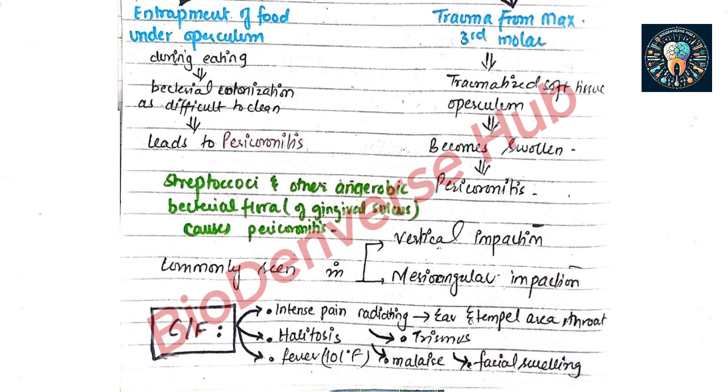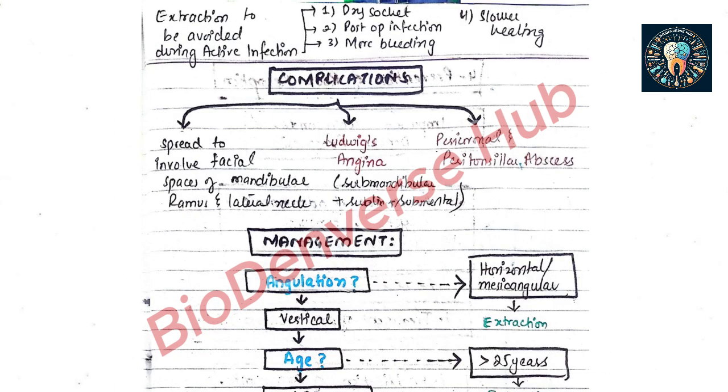Now, extraction is to be avoided during the active infection, that is pericoronitis. It is because it can usually cause the following conditions: dry socket, post-operative infection, slower healing capacity, and more bleeding. So due to these reasons, it is usually advised to avoid extraction during the active infection. Now we will be studying some important complications that can result from pericoronitis.